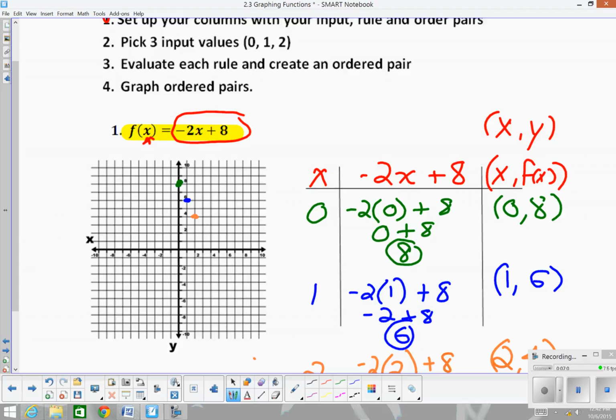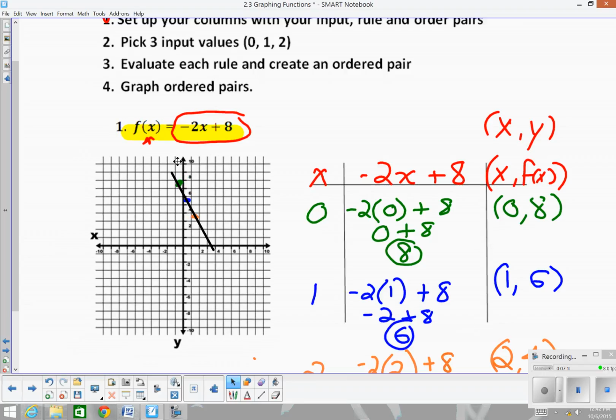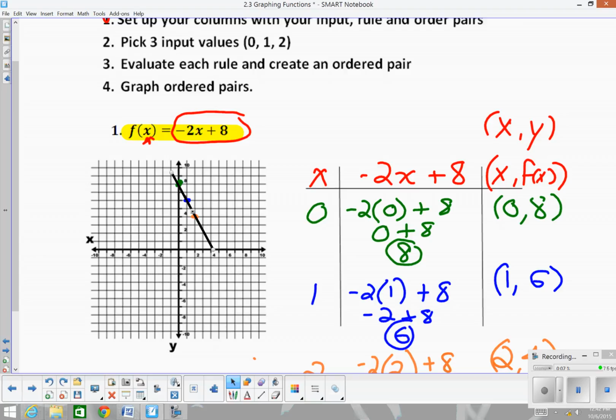So I have those 3 ordered pairs right there, and you could kind of see that if you did connect them, they'd be in a straight line. That looks something like that. Okay? So now I would just draw my line, and I'm going to go ahead and draw my arrows at both ends. And I'm going to tell you that all of the ones that we're doing today are going to be linear functions, which means that they're all going to look like lines.